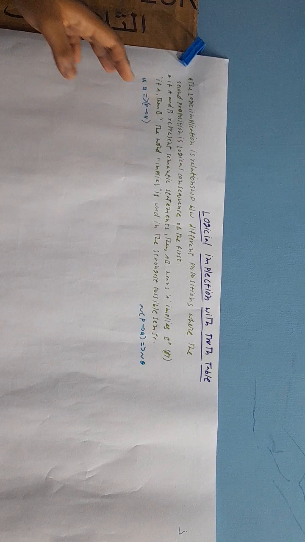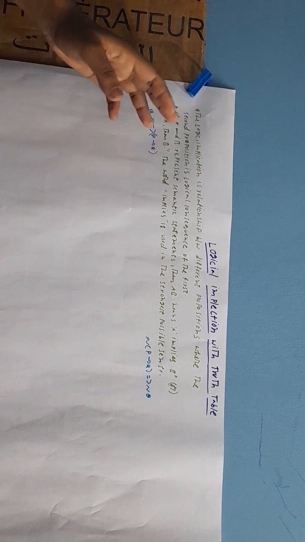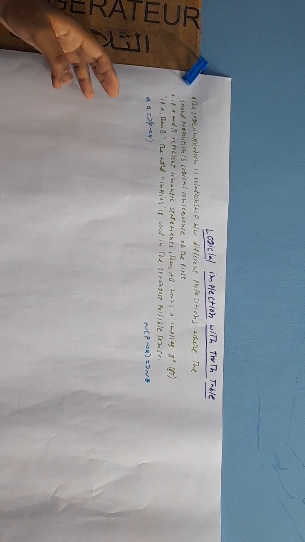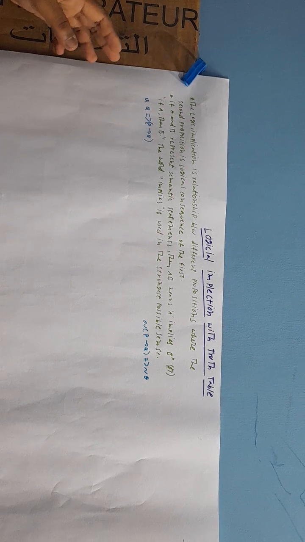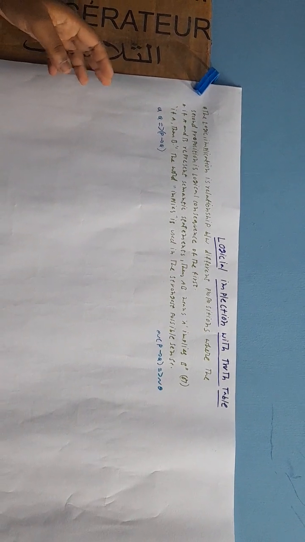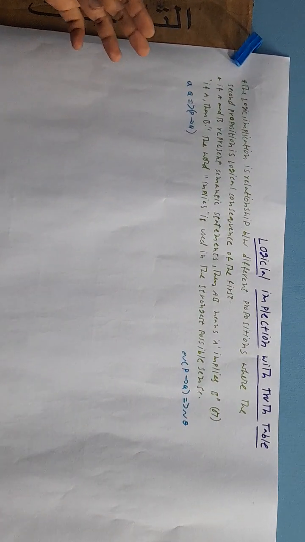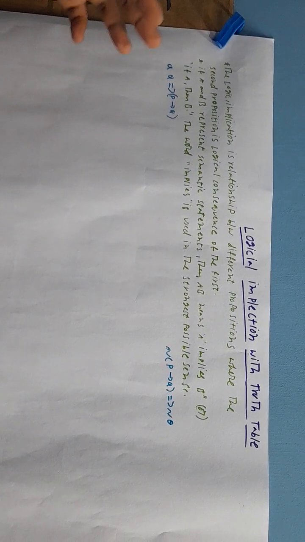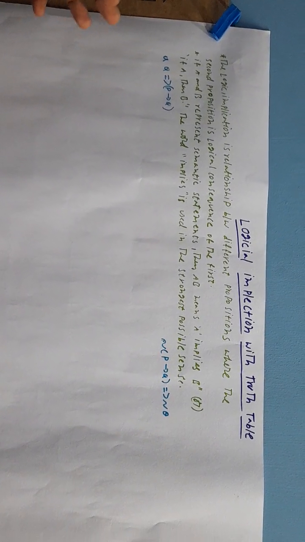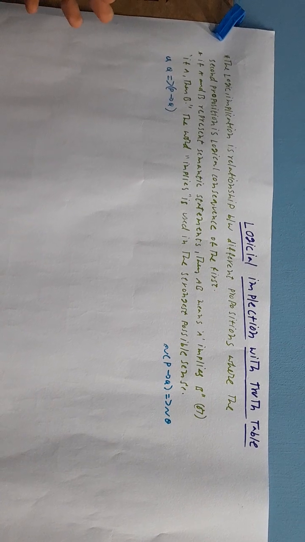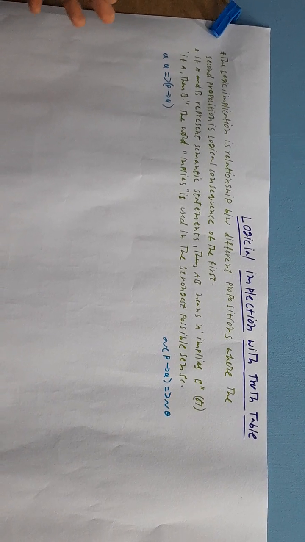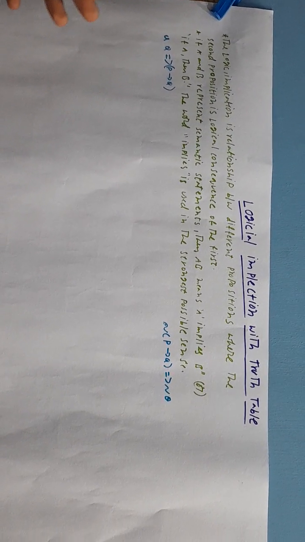What is logic implication? Logic implication means a relationship between propositions where the second proposition is a logical consequence of the first. Let's take an example. If A and B are respective statements, then A→B means A implies B, or if A then B. The word implication is used in this sense.